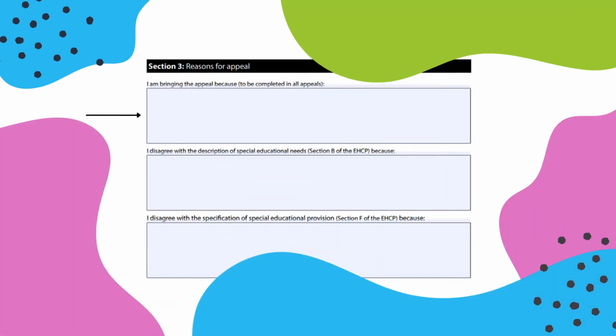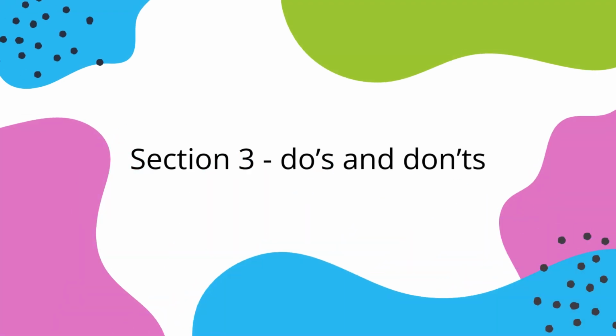In Section 3 of the form, it asks parent, carers, or the young person for the reasons for the appeal. This first box must be completed for all appeals. This is often the section that takes the most time and thought, so here are some do's and don'ts when completing it. Do: keep reasons short, relevant, and to the point.